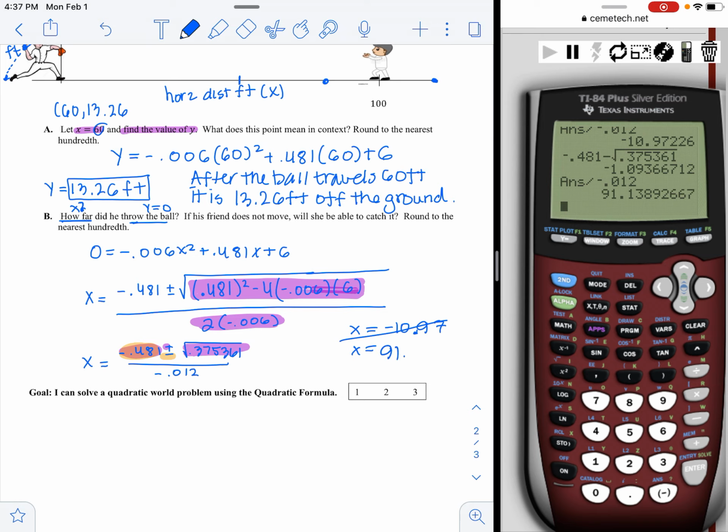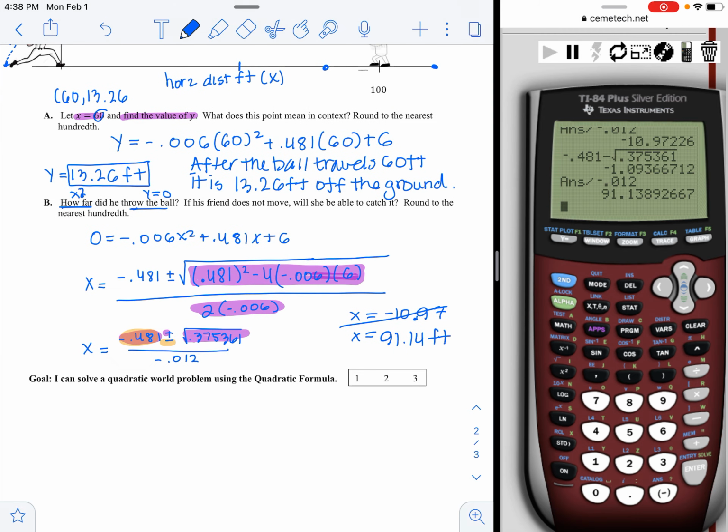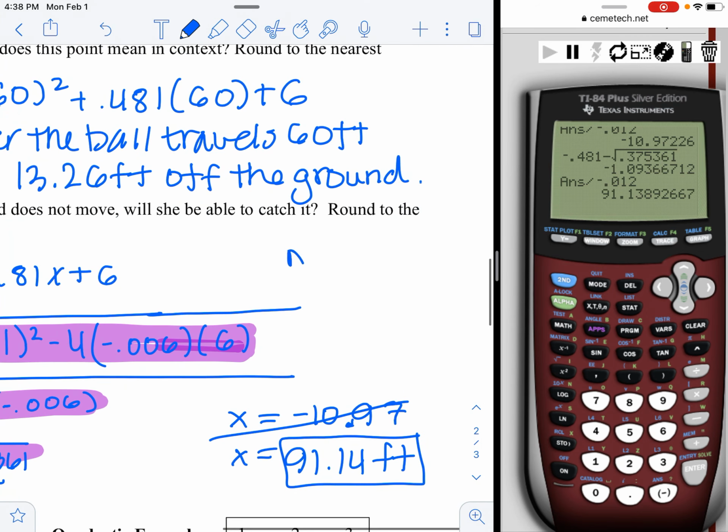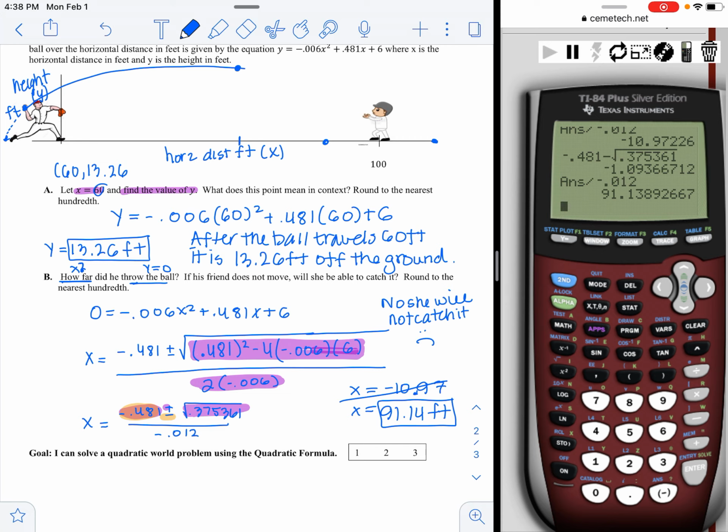Oh my goodness. 91.14. And then this said it was in feet. So my answer is 91.14 feet. Did they ask me a follow-up question? Oh, if his friend does not move, will she be able to catch it? She's at 100 feet. Will she be able to catch it? No, she will not. So no, she will not catch it. Sad face. All right, that's it for the quadratic application.